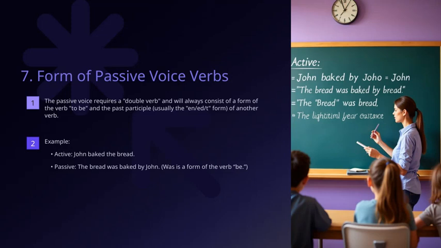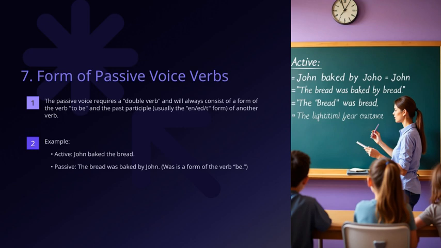All right, let's talk about the form of passive voice verbs. The key thing to remember is that passive voice always involves what we call a double verb. This means you'll see a form of the verb to be combined with the past participle of another verb. Usually, this past participle ends in n, ed, or t.